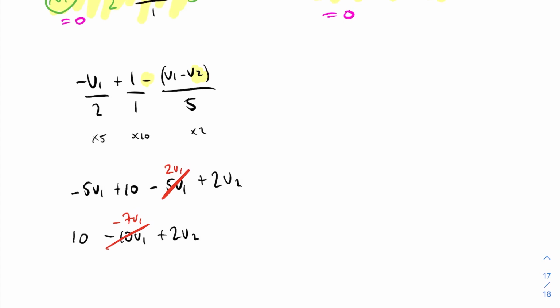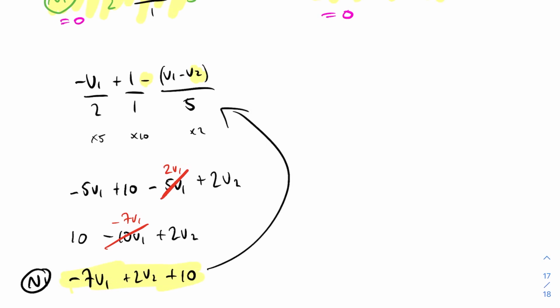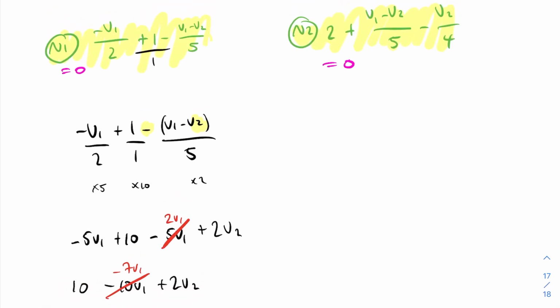Okay, so let's put it in terms of v1 v2. So we've got minus 7 v1, then we've got plus 2 v2 plus 10, and that is node 1. There we go. So that's our final simultaneous equation, which, as you can see, is much better than having this with the fractions, right? Okay, let's do the same for node 2.